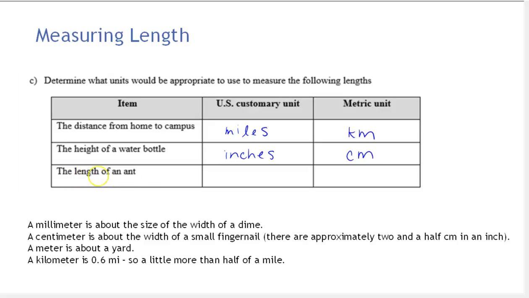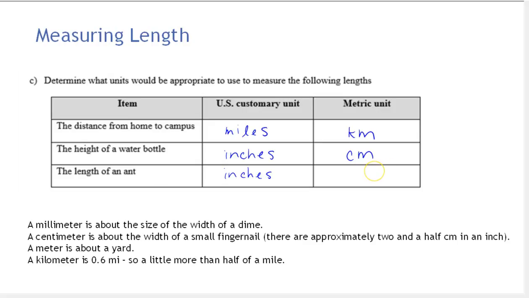Next we have the length of an ant. Okay, and notice the smallest unit of measure that we have for the US system that we're using, that's in your chart, is inches. So for the length of an ant, we're going to go with inches, and it's going to be less than 1 inch, but it's still the value we're going to use because we don't use anything smaller.